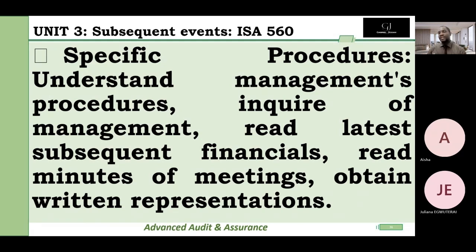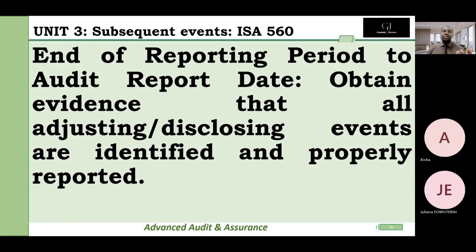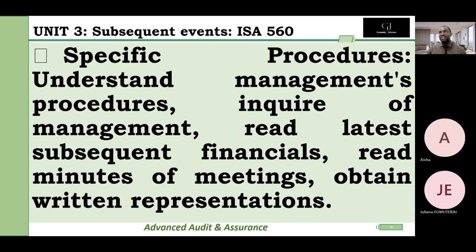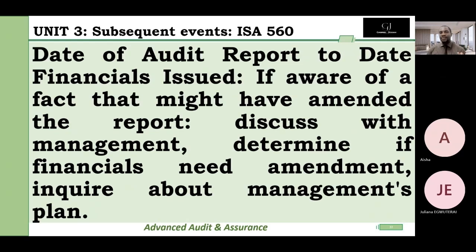We need to inquire, ask management, read the latest subsequent financial statements in that same industry, and look at the minutes of meetings of the board and several internal correspondences to obtain written representation. So what are we speaking to? We are saying that whatever subsequent event transpired, we need to have sufficient, appropriate evidence. Don't forget this term, please. If you come across a question around this area, please write those statements. They validate what you are saying in auditing very categorically.